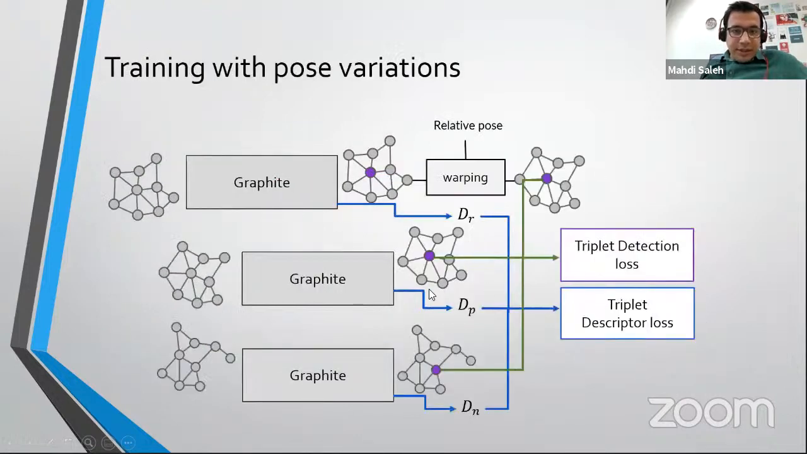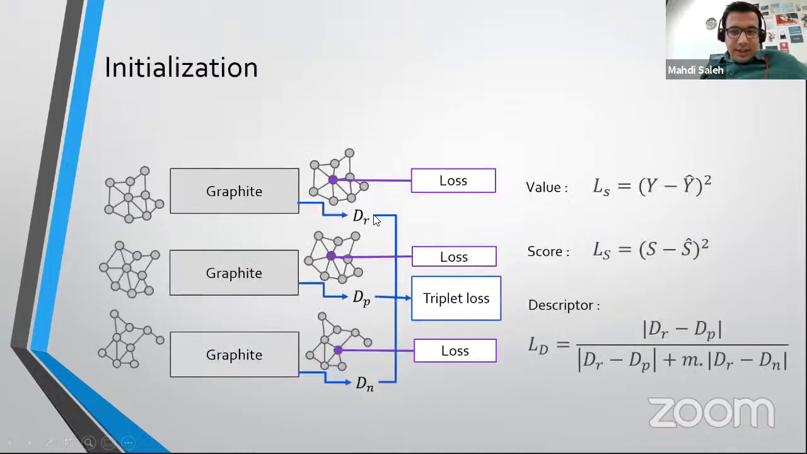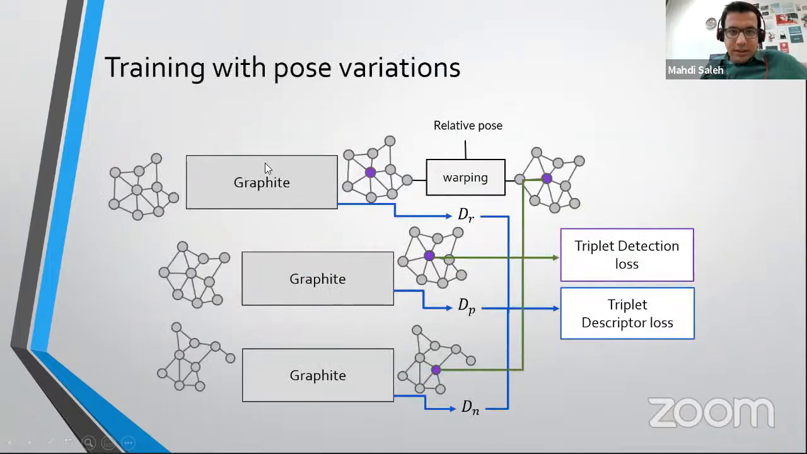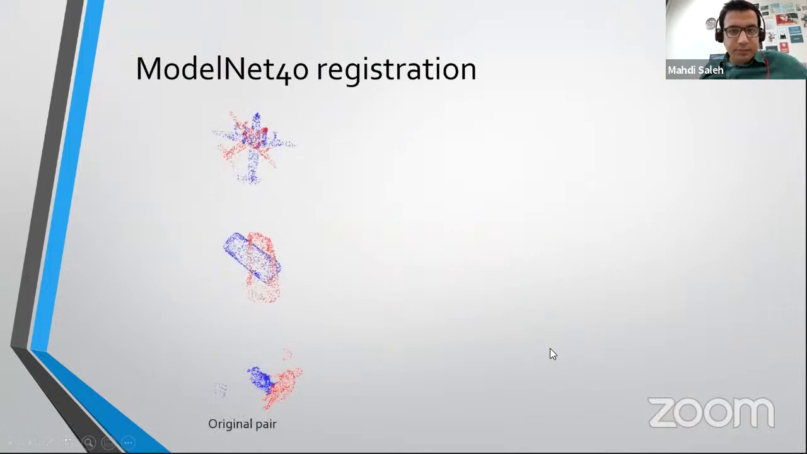Later on, we add some pose variation. As you see here, we apply a pose to an object, and we want to learn without the supervision that we had during initialization. Here, we only form triplets. So for both detection and description, we use triplet loss, and there is no supervised signal here.